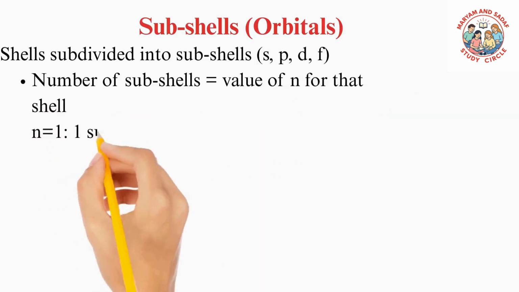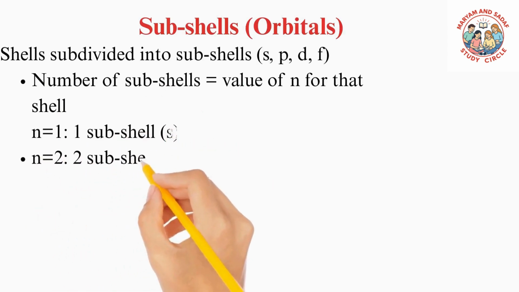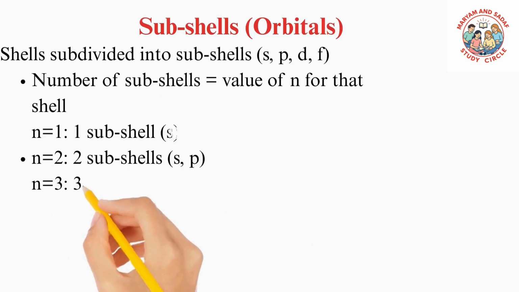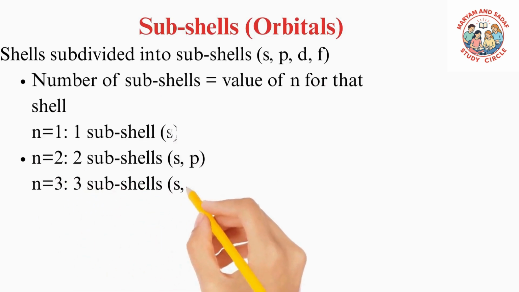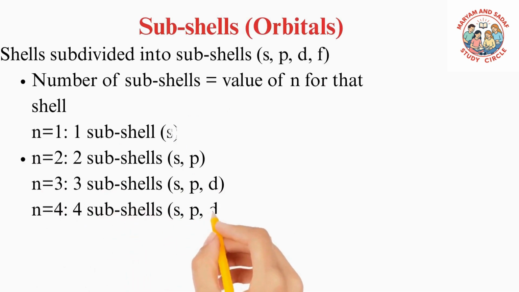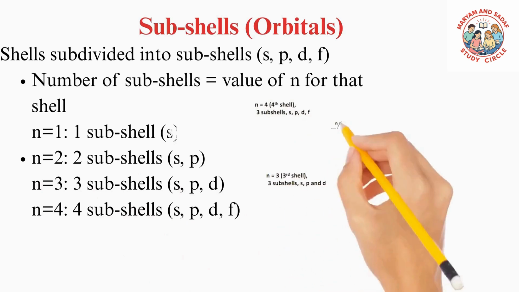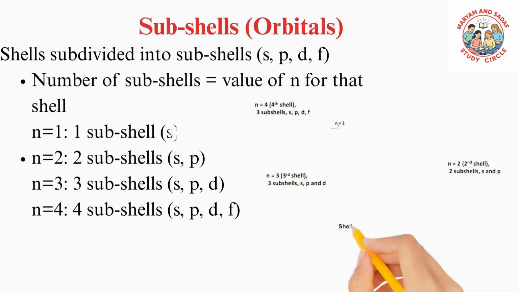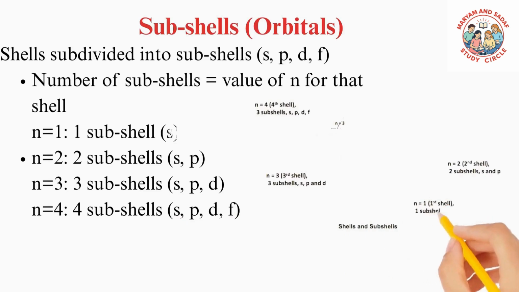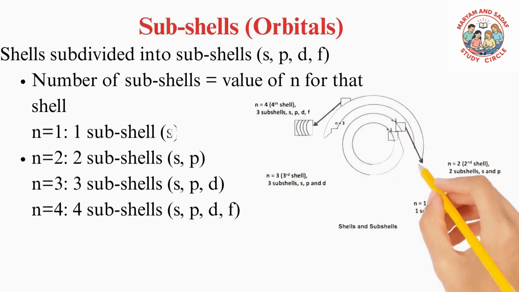When n equals 1, there is 1 subshell: S. When n equals 2, there are 2 subshells: S, P. When n equals 3, there are 3 subshells: S, P, D. When n equals 4, there are 4 subshells: S, P, D, F. Diagram showing shells and subshells for n equals 1 to n equals 4.